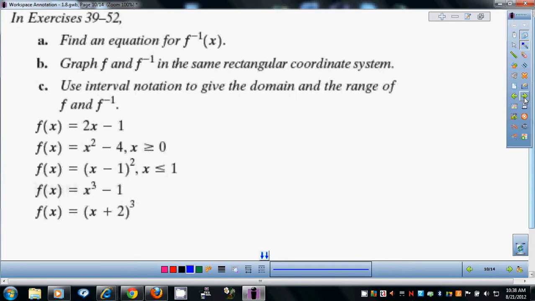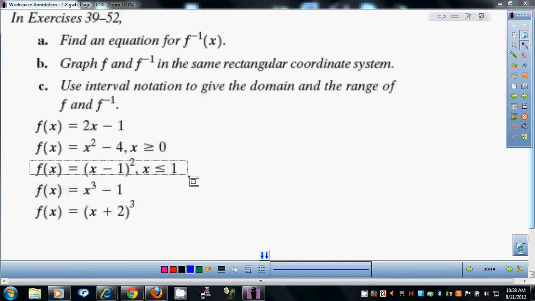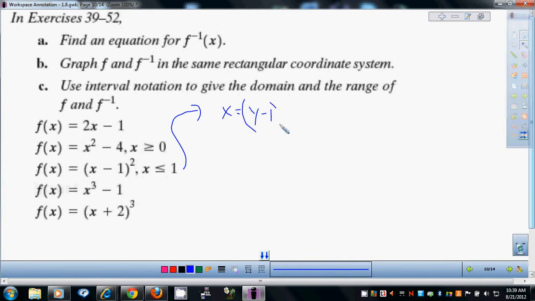We're going to find an inverse by switching the letters and solving. We're going to graph them like we just did on the last slide by finding some coordinates. And then we're just going to state our domain and ranges. So I'm going to jump straight into one of the harder ones. Let's look at the third one. What am I doing? I have to find the inverse first. Here we go. Part A. Switch the letters and find the inverse.